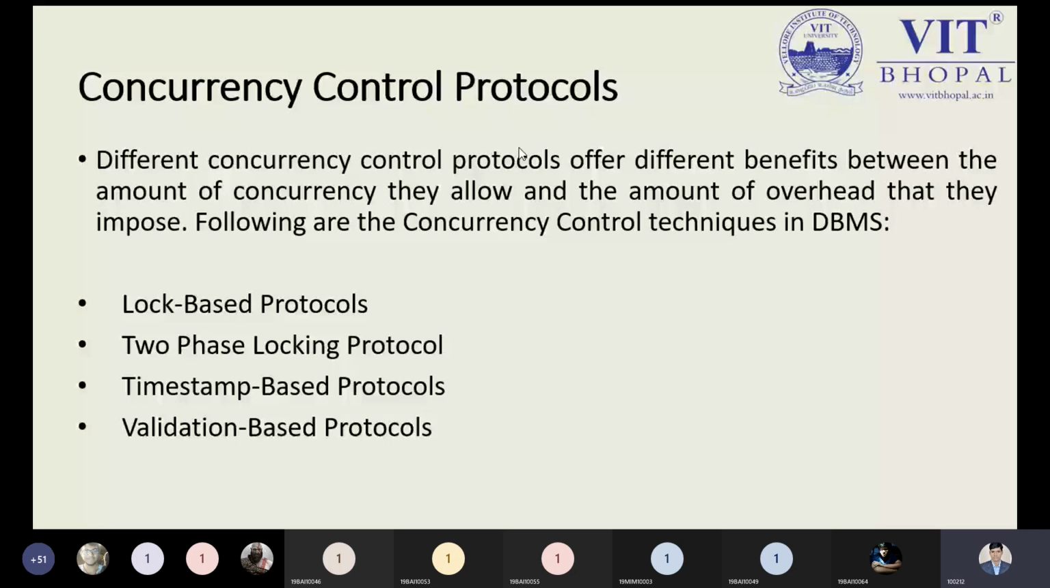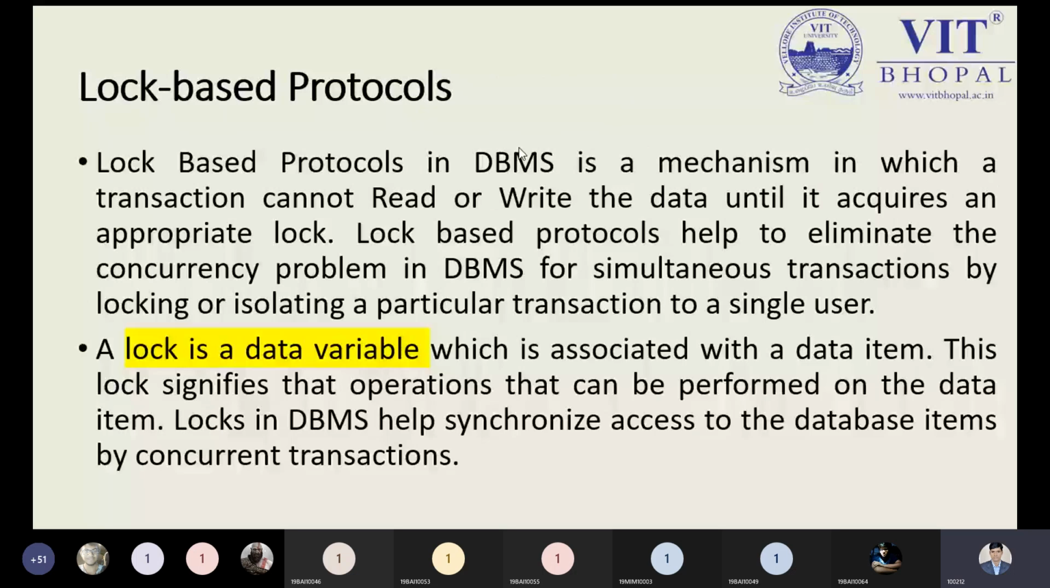Here we have some theoretical part which describes the sense of the log based protocol. Let me explain a few things in a simple way. I have written some theory here for notes purposes, because by these notes you will be able to understand the sense of the log based protocol. So, the log-based protocol in a database management system is a mechanism in which a transaction cannot read or write data until it acquires an appropriate lock.